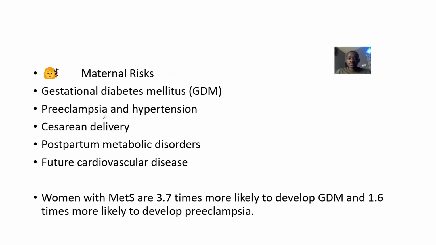Okay, so the risk on the mother is she can have gestational diabetes mellitus. Right, she can have all those hypertensive issues in pregnancy. Then sometimes it might lead to the baby becoming so big or the mother being too weak to deliver the baby through the vagina, so you have to opt for cesarean section. Then postpartum metabolic disorders, that's after you give birth, the issues still persist. Then in the future she has the risk of developing heart issues.